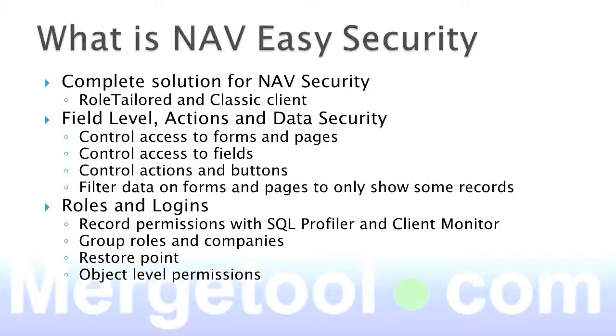There's really two pieces of it. The one is field level actions and data security. It's something that can't be done in standard Navision with permission, and it actually allows you to control access to forms and pages, access to individual fields on forms and pages. You can control the actions and buttons, and you can also filter data both on forms and pages, so you can limit what records a user can see.